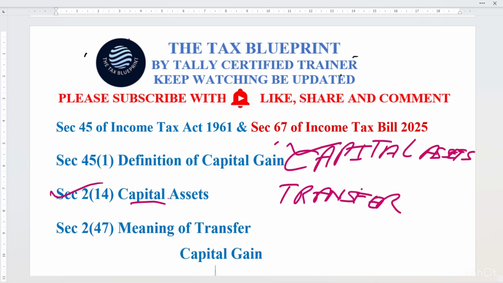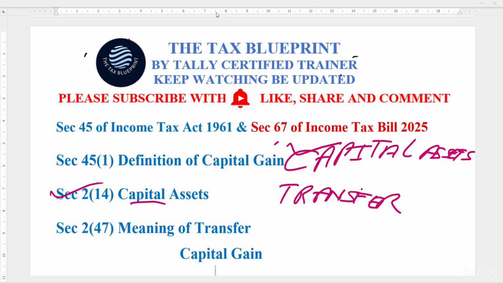Capital asset includes property of any kind, securities held by foreign institutional investors (FIIs), and ULIP policy where premium paid exceeds rupees 2.5 lakh in a year. The additional amount which is over and above the 2.5 lakh is a capital asset, and the maturity of the excessive amount shall be taxed under the head capital gain.